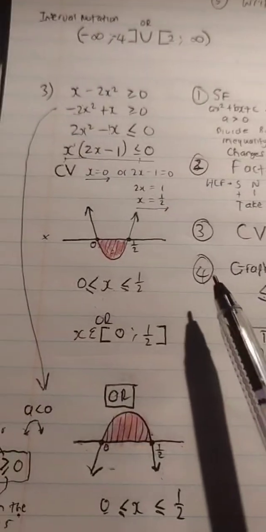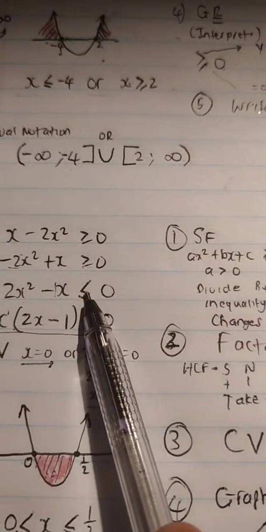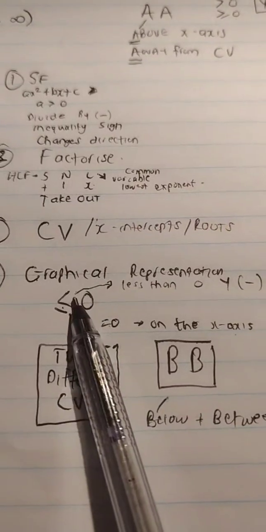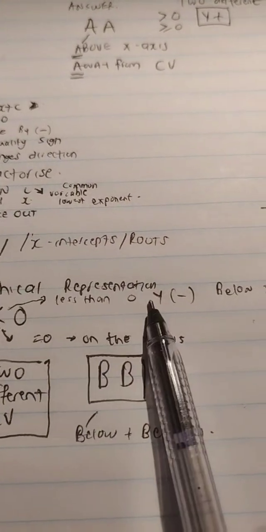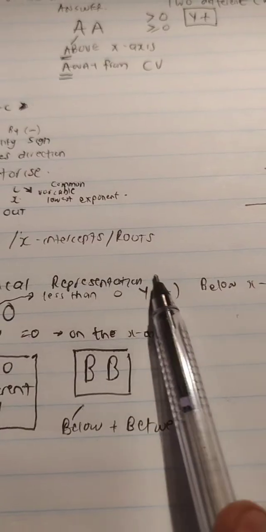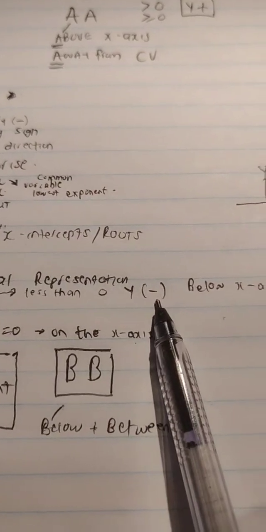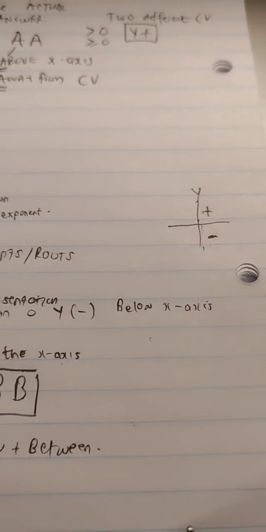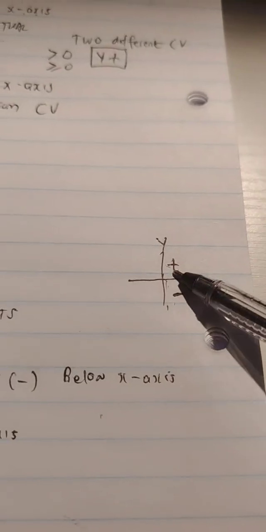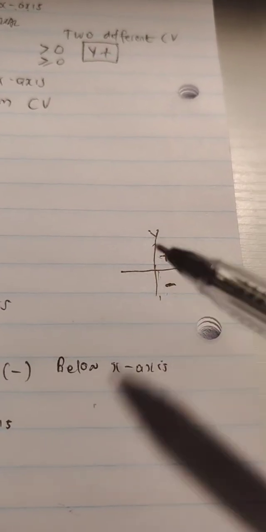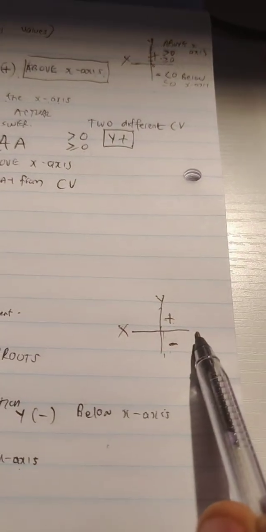Then when you have a situation of less than 0, what does less than 0 mean? It means where y is negative. Where is y negative? Below the x-axis. Positive is above the x-axis. Guys, this is the x-axis. The x-axis is this horizontal line.